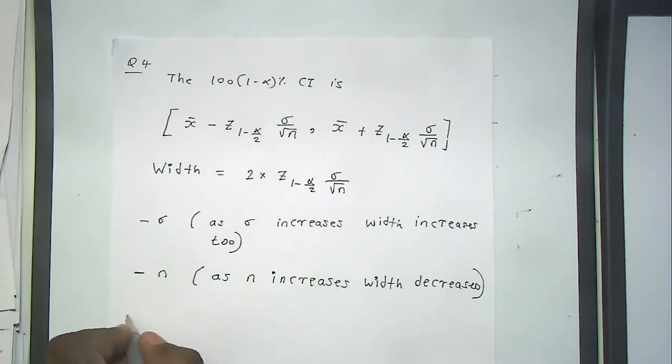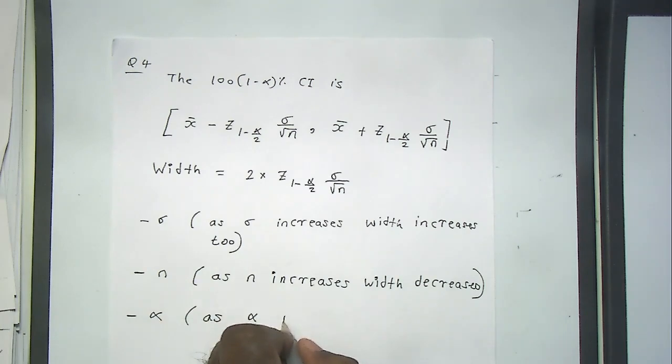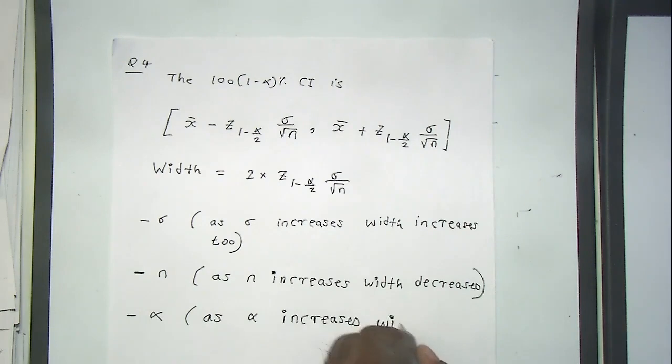Okay. And the other variable that affects is alpha. As alpha increases, what do you think will happen to the width if alpha increases? Will it increase or decrease? The width will decrease as alpha increases. So that's all you have to do. Question 4.